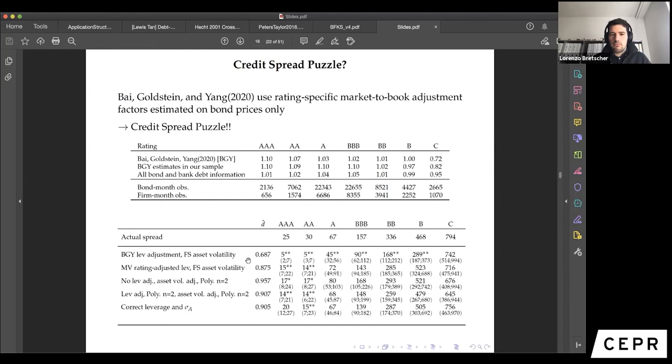We then replicate their results. They're perfectly there. So they would conclude that in 6 out of 7 rating categories, credit spreads are significantly, as indicated by the stars, lower compared to the actual data. Once you use our market value rating adjusted leverage, so using all bond and bank debt information, this credit spread puzzle starts to vanish, okay? Only 2 out of 7 categories are now significantly lower than the data. If you further improve using rules of thumb, or essentially in the best case, the correct leverage and asset vol, the ones that we measure in our sample, you get very close to the data, okay, in terms of credit spreads. And you see almost no significant differences compared to the actual spreads, except in one case for the AA category.